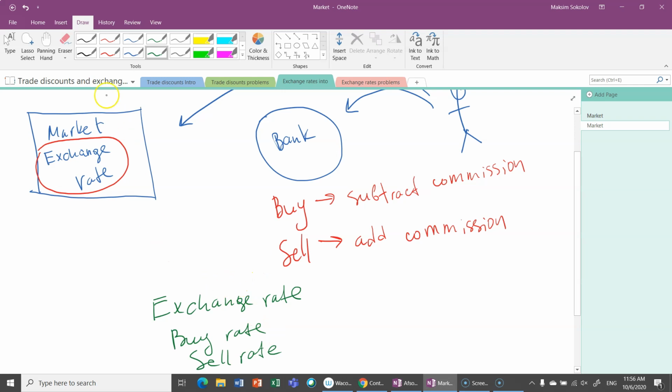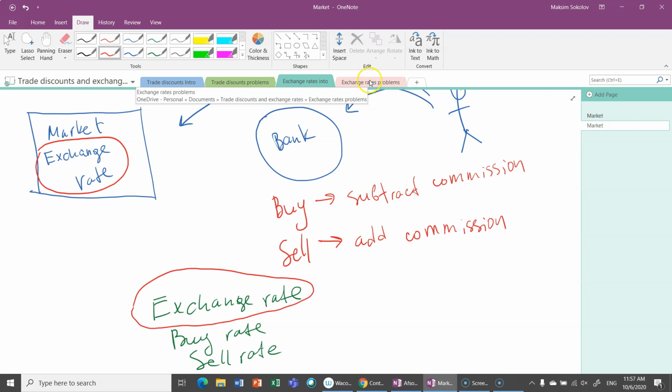Now, exchange rate is what the banks have access to, but consumers do not. Consumers only have access to buy rate and sell rate. Okay, and we will see how this works in the examples.